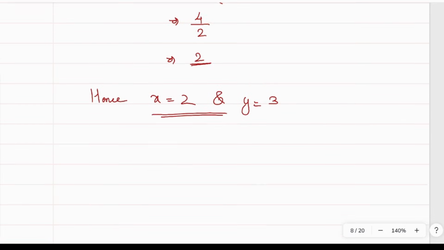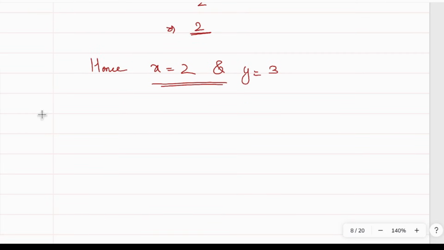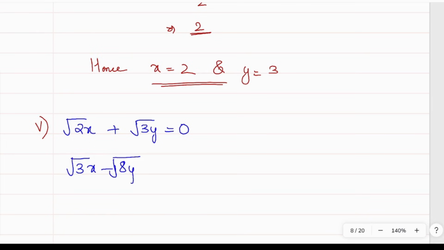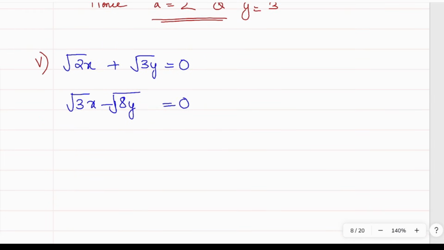Now I need to do the next question, which is the fifth one, right? Root 2x plus root 3y equal to 0, and root 3x minus root 8y equal to 0. In this question, I am solving it because there is a root present.